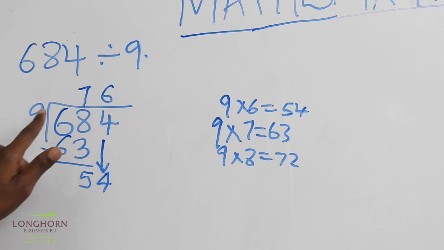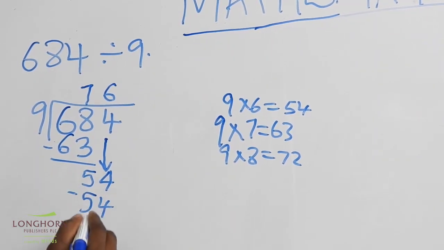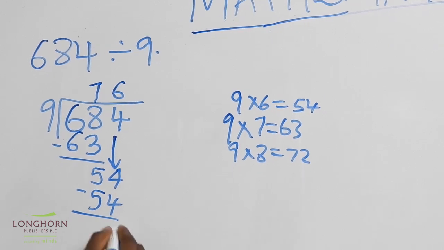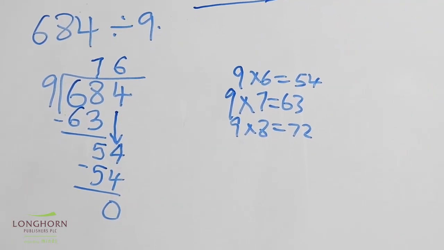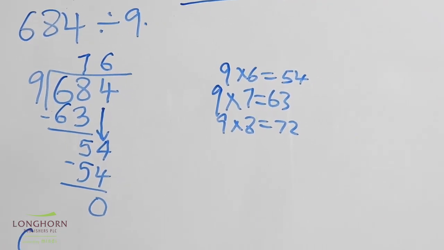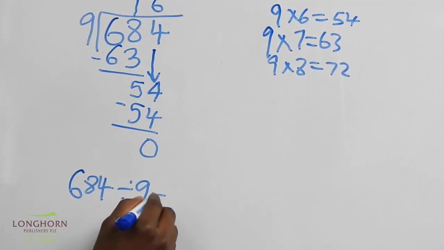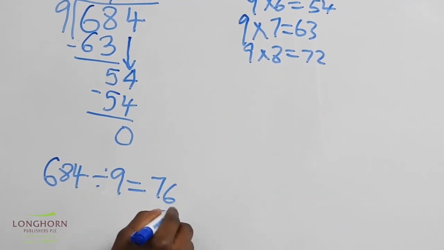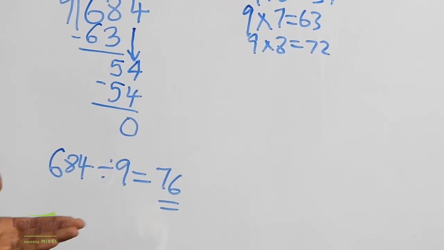So we have 6 times 9 is 54. And then we subtract. If we subtract, we have 0. 0 is our last remainder. That means that our division is complete. So we say 684 divided by 9 is equal to 76. So that is the division using the long method.